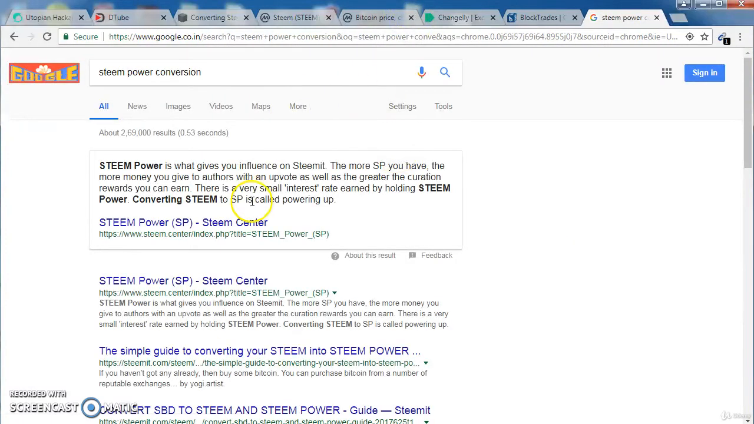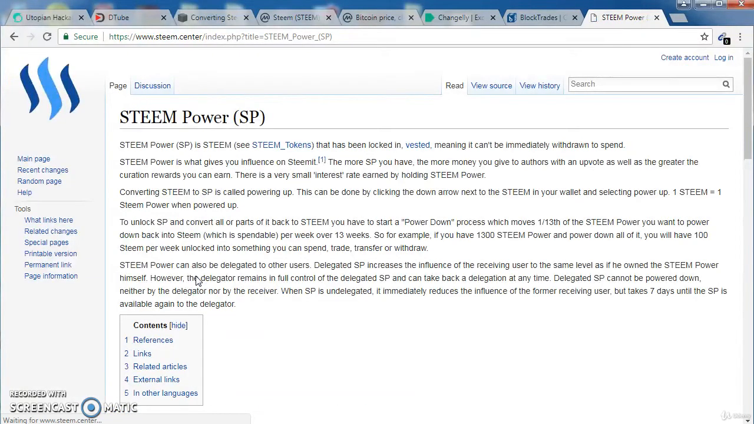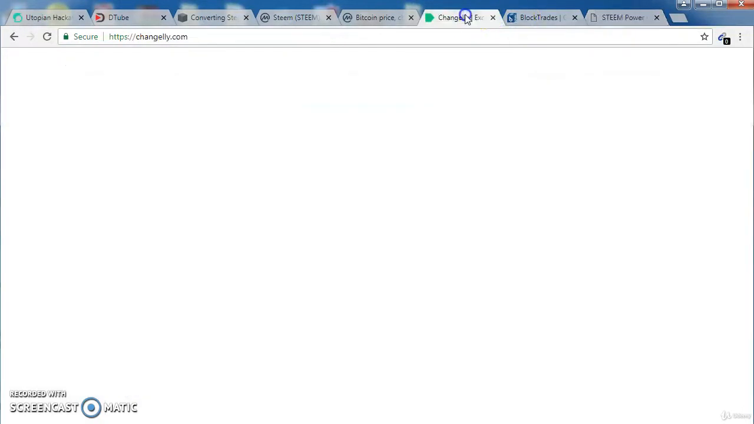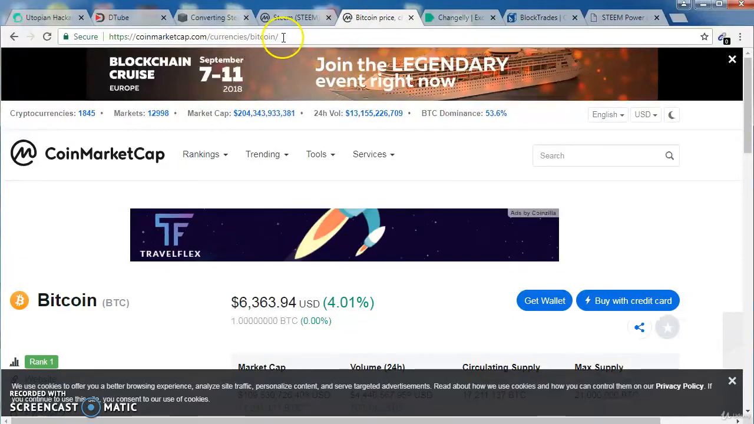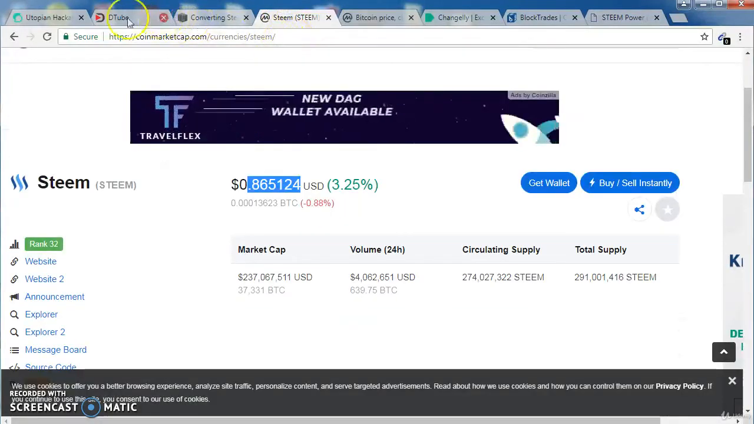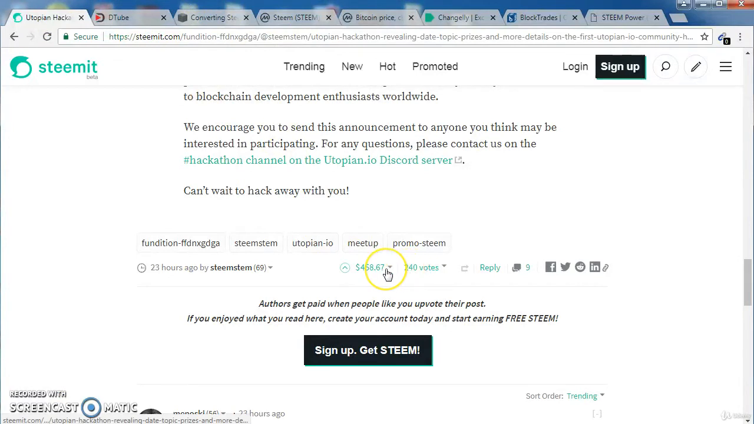So the thing is, if you're holding Steem Power, you can power down Steem. For example, here it's saying you can power down the Steem Power and convert it into Steem, but it would take 13 weeks to convert the whole Steem Power into Steem. Yes, it takes 13 weeks. Every week it will convert 1/13 of your Steem Power into Steem, and then again you can transfer Steem to Bitcoin and then Bitcoin to US dollar. So that's how Steem Power works.